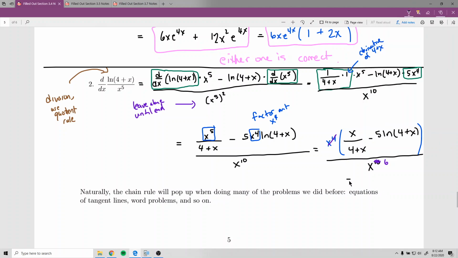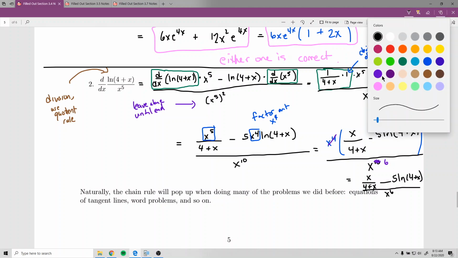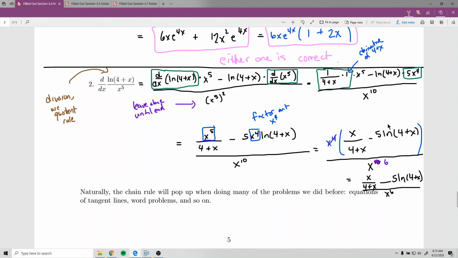And so our final derivative answer here, we got x over 4 plus x minus 5 times the natural log of 4 plus x, and then that's all over x to the 6th. Still pretty messy. But what canceling this out does is it at least makes there a little less stuff involved. If you did have to plug in any number at all, even though it'll work out to be the same number, it's just a little more simplified and easier to deal with.